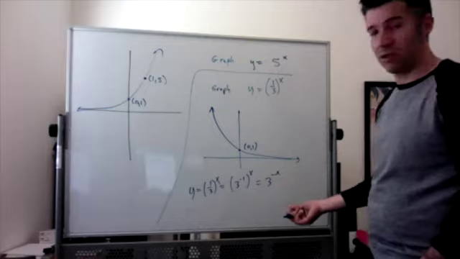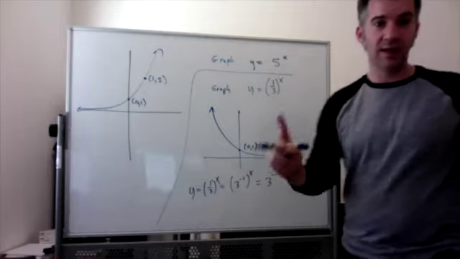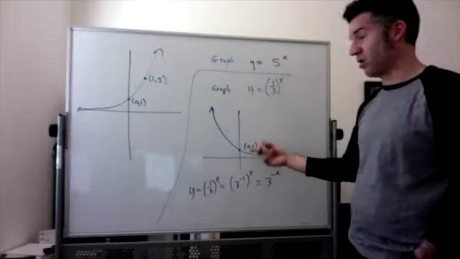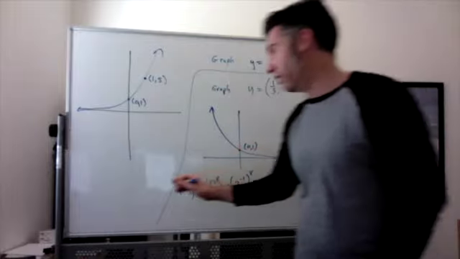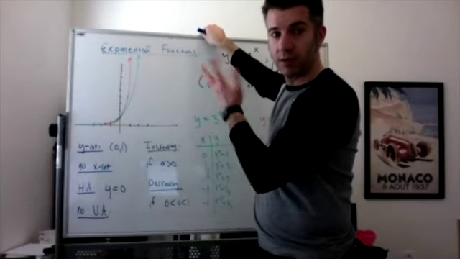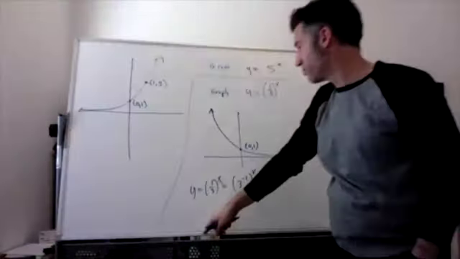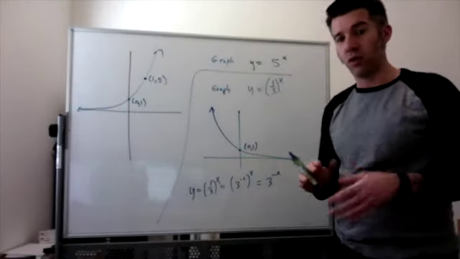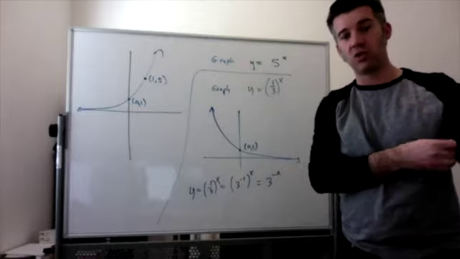And we've seen before that when you put a negative on the x, that flips things horizontally. So this is really just the horizontal reflection of y equal to 3 to the x, just flipped across the y-axis. Like that.